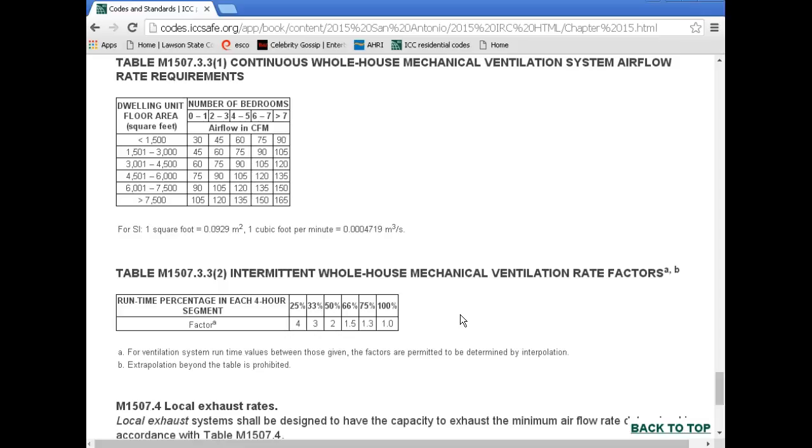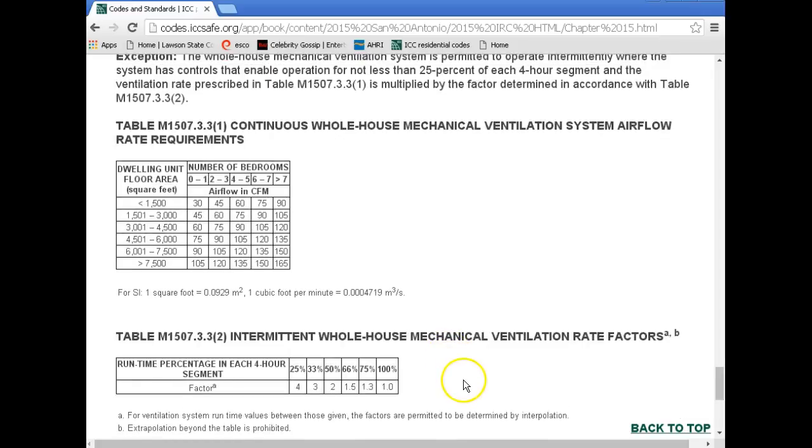And on B, let's see, instead of interpolation, what is extra? How would you say that? Interpolation and extrapolation. Well, that's a mouthful. Extrapolation beyond the table is prohibited. So let's go back and take a look at that.